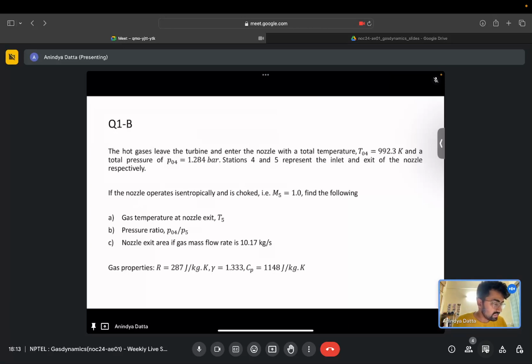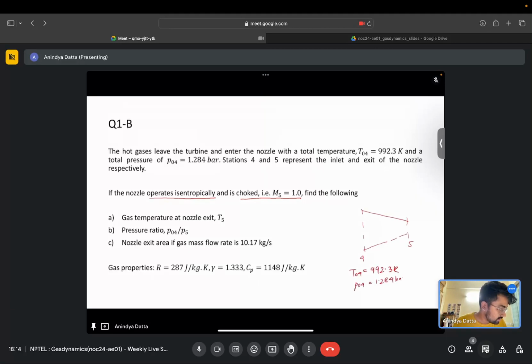The hot gases leave the turbine and enter the nozzle at a total temperature of 992.3 Kelvin and a total pressure of 1.284 bar. Stations 4 and 5 represent the inlet and exit of the nozzle respectively. It says that the nozzle operates isentropically and is choked, which means the exit Mach number is 1. So we have a nozzle, the inlet of the nozzle is station 4 and exit is 5. We have been given the stagnation temperature and stagnation pressure at the inlet.